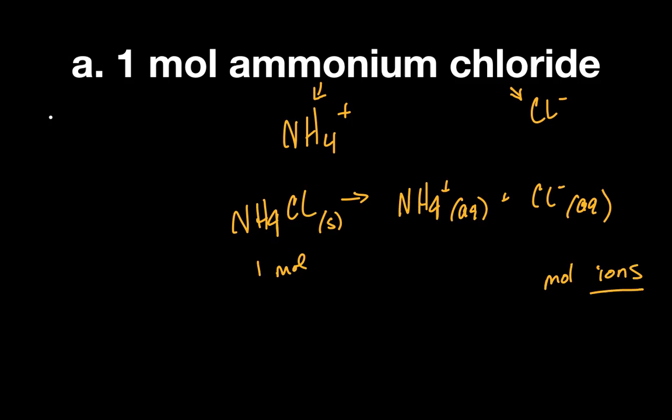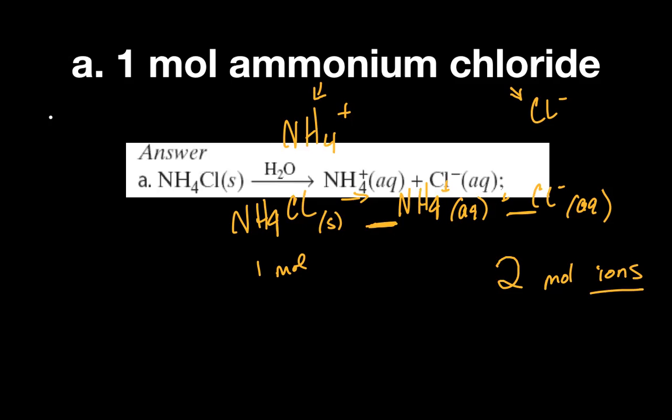So total number of moles of ions after dissociation. How many moles of ammonium are there? If there's no coefficient in front, what number does that indicate? 1. Okay, and chloride? 1. So 1 plus 1 is 2. Yeah, so 1 mole of ammonium chloride produces 2 moles of ions.